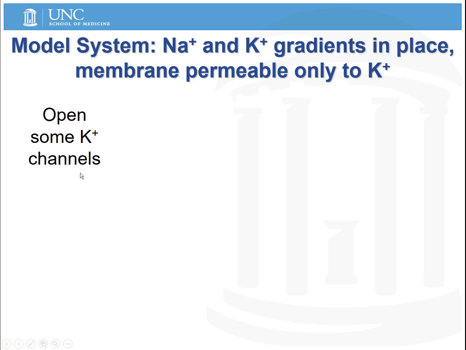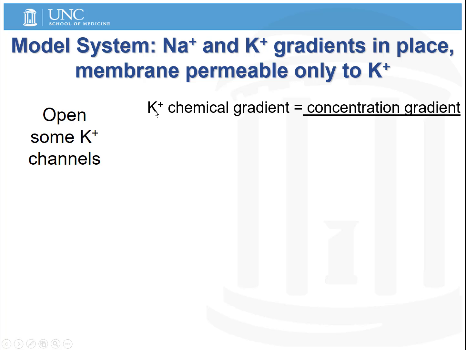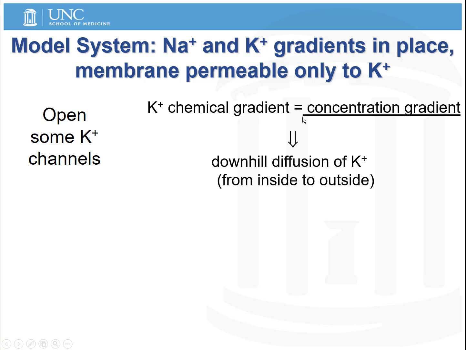Now let's look at what happens to the membrane potential in this model system when we open some potassium channels. We already saw that there's a potassium chemical gradient or concentration gradient already in place, with high potassium inside and low potassium outside. So opening potassium channels would cause potassium to flow out of the cell with its chemical or concentration gradient. So potassium is moving from inside to outside.